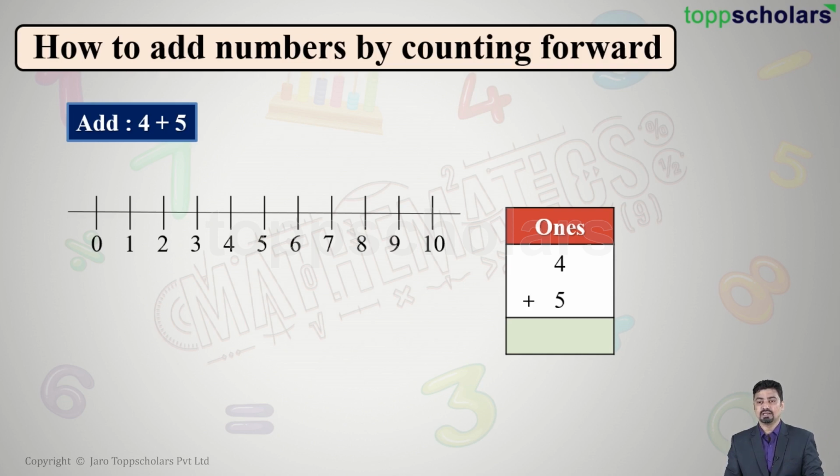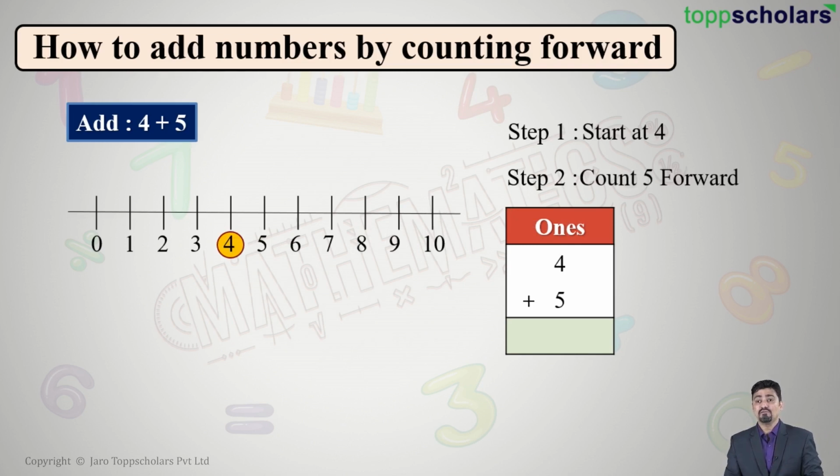The first number is 4. We have to do the addition. So we start at 4. We have to add 5. So we count 5 times forward. So let us begin. So first time, second, third, fourth. We have to count till 5.